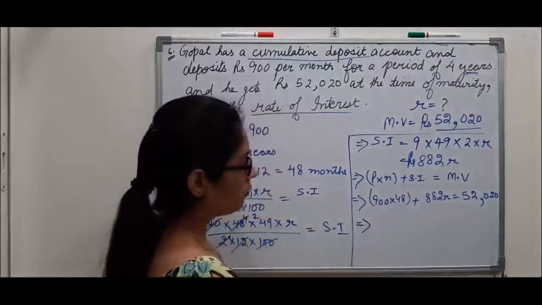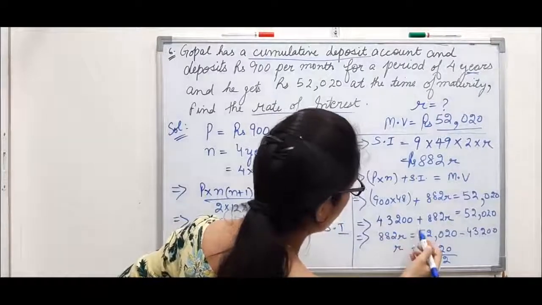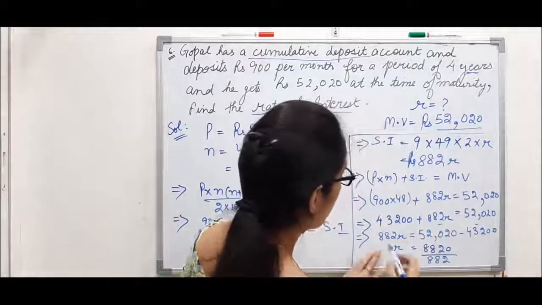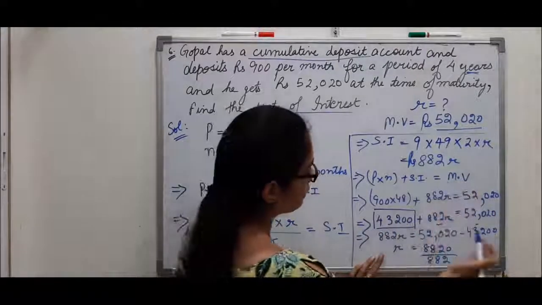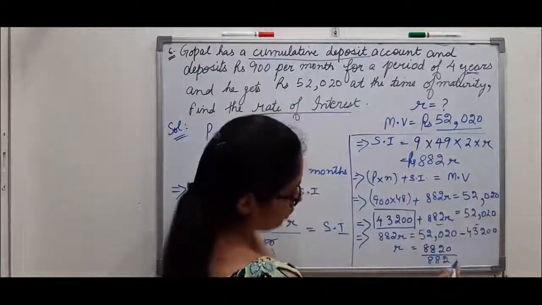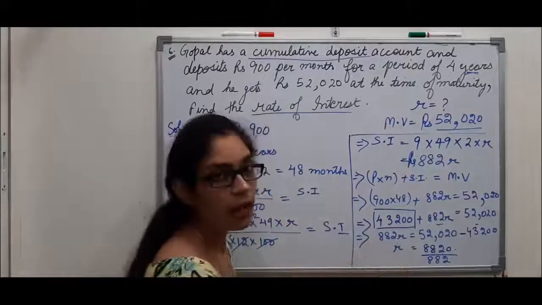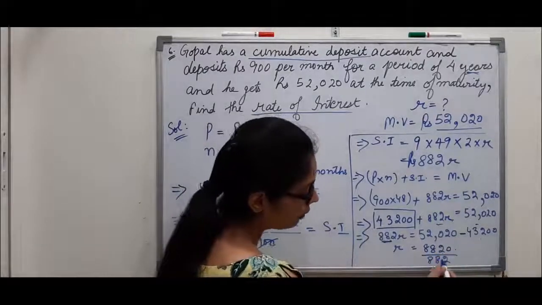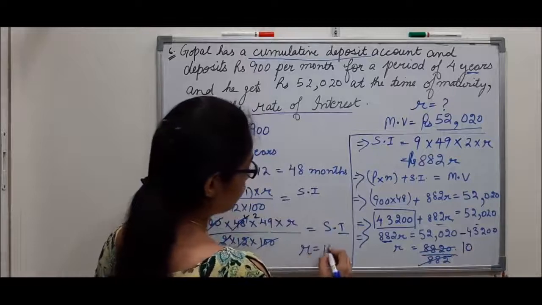Now if we multiply these terms, I will get 43,200 on multiplying 900 into 48, plus 882 R, I will write as it is, and this value also. Now I will shift this, because only like terms can be added or subtracted. This term has R with it, so I will shift the other term to the other side. This term is getting added on this side, so on shifting to the other side, it will be subtracted from this number. So on subtracting this from this, I will get 8820. Because I have to calculate the value of R, this number is getting multiplied with R, so I will shift this number to the other side. Now it will get divided by this number. On dividing these two numbers, I can see cancellation is possible by 10. So I will get R is equal to 10%.